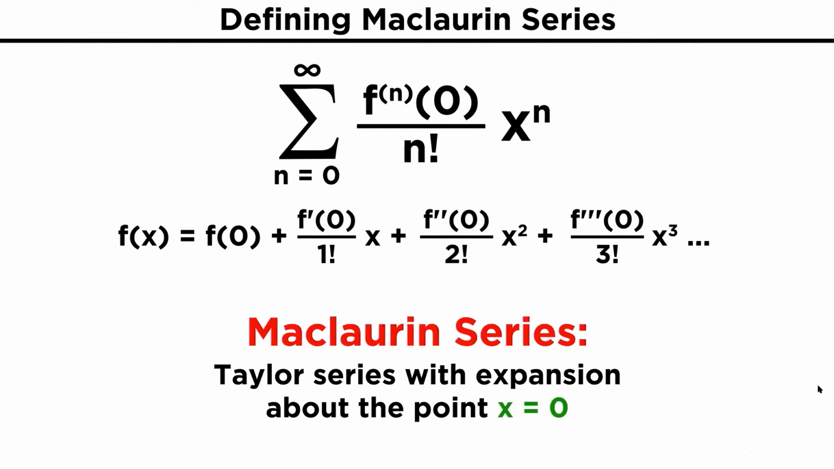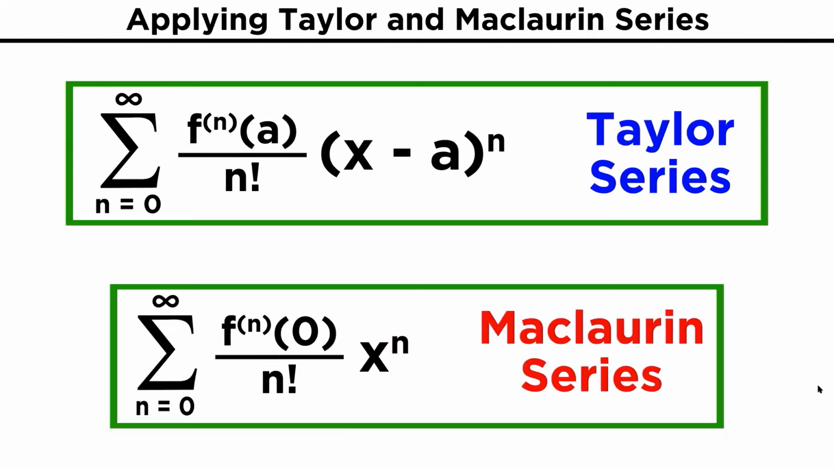This is a special kind of Taylor series called a Maclaurin series. This is a Taylor series where the expansion is about the point x equals 0. So we should definitely be aware of these definitions for a Taylor series and Maclaurin series, because we are going to apply these expansions to specific functions.